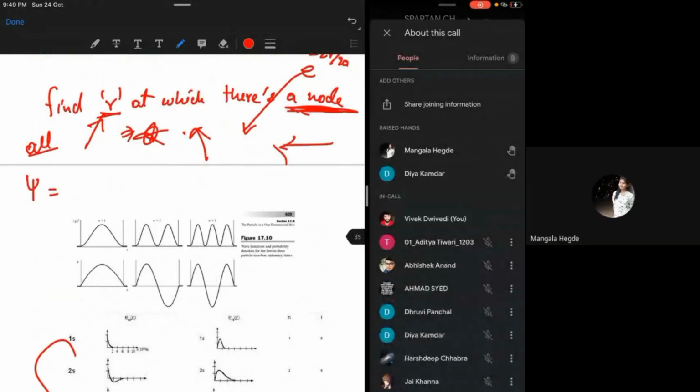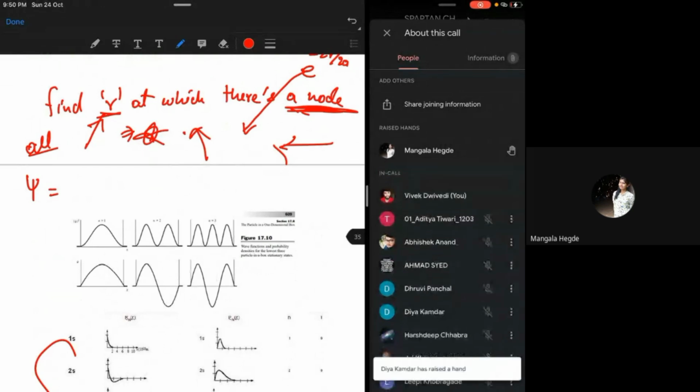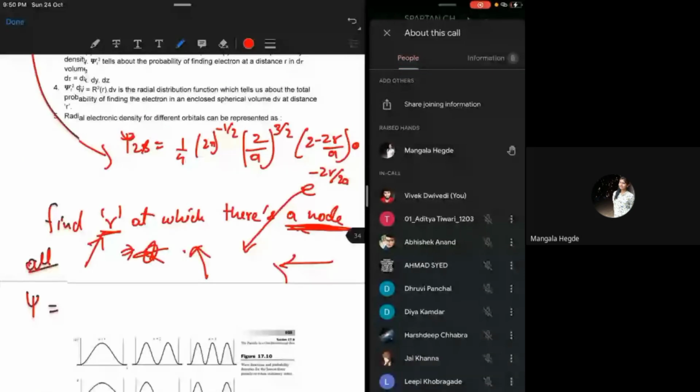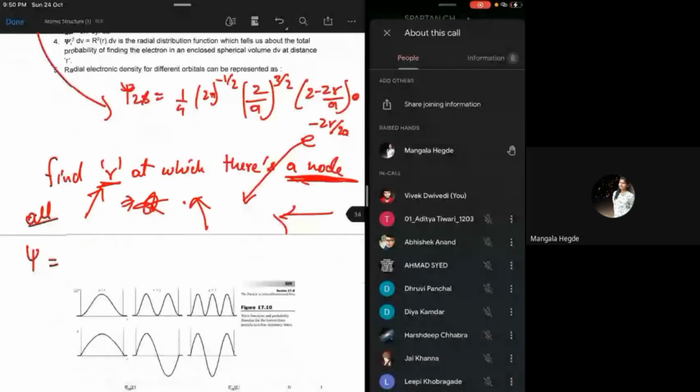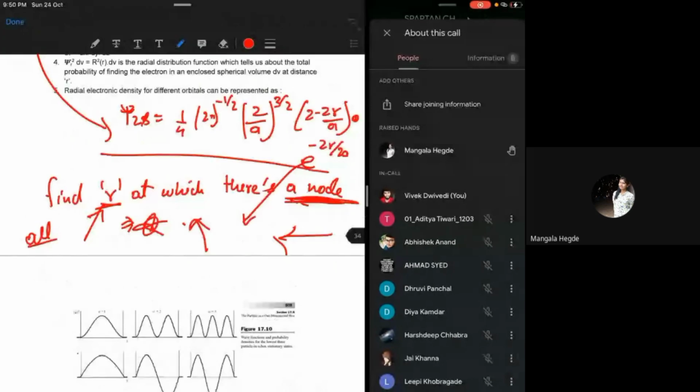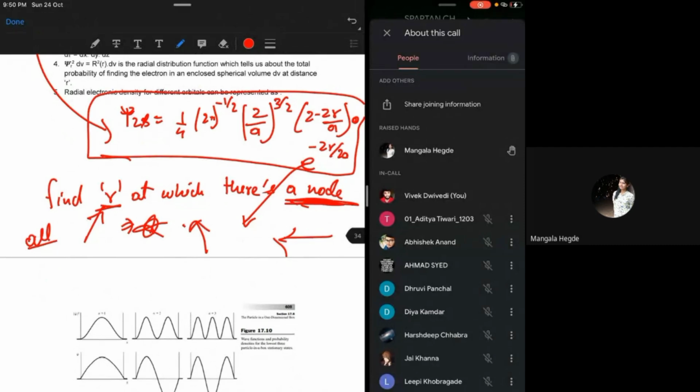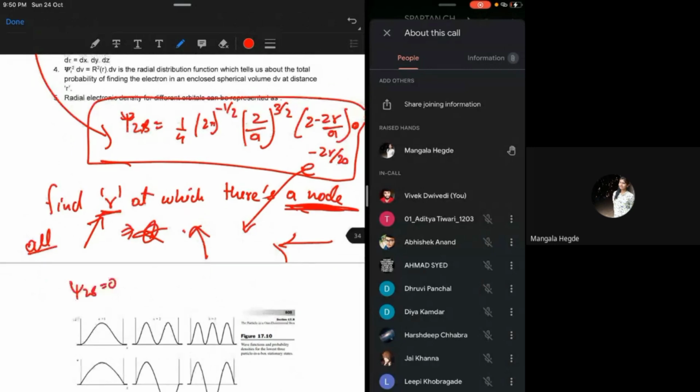Sir, I could not do it. Who was it? Sir, me, Mangala. Okay, what is the problem? What do you need to do to find the node? I have given you psi here, right? What do you need to do to find the node? It should be equal to 0. Then you put psi 2 equal to 0.